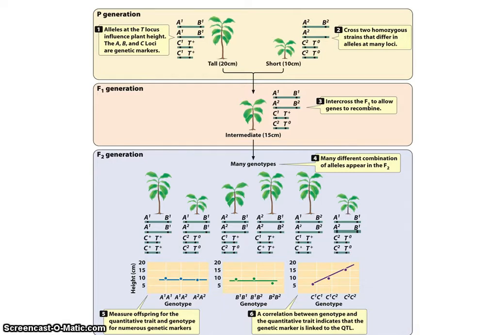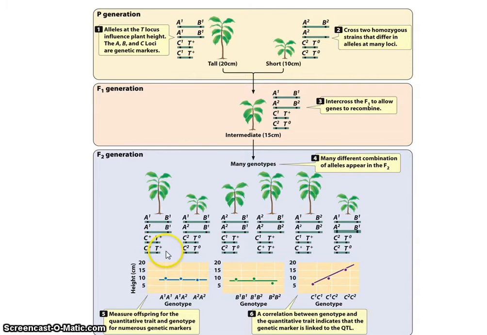So we're going to use association with different genetic markers. What you're looking at is a pair of homologous chromosomes. We have the long chromosome that has A and B on it, and we have the short chromosome that has C and T on it. These are just genetic markers.